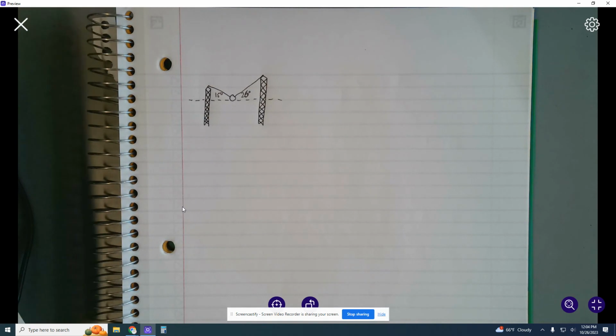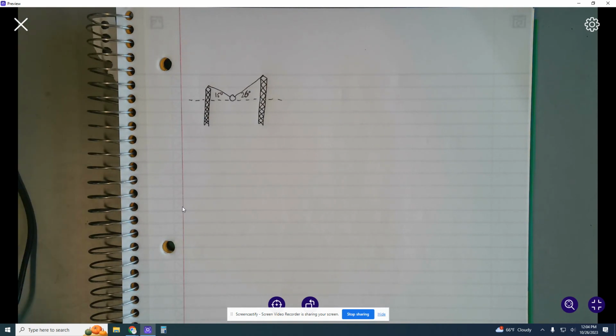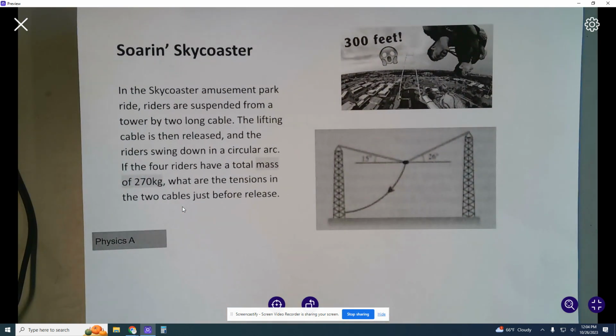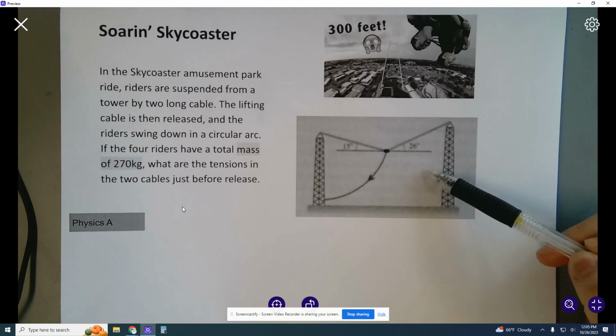All right, everyone. So we are going to be working on a problem right now called the Soarin' Sky Coaster. In the Sky Coaster amusement park ride, riders are suspended from a tower by two long cables. The lifting cable is then released, and the riders swing down in a circular arc. If the four riders have a total mass of 270 kilograms, what are the tensions in the two cables just before release? All right. So we have here our picture.